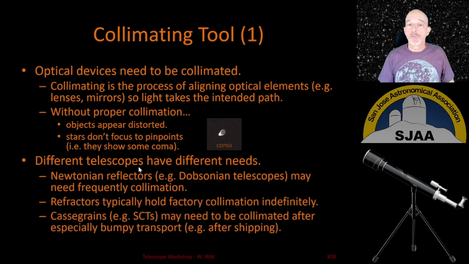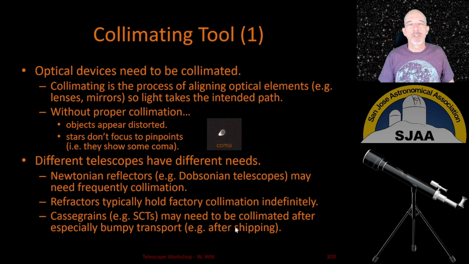Different telescopes have different needs. Newtonian reflectors, like Dobsonians, may need frequent collimation. The primary mirror gets jiggled out of position pretty easily, and so you may have to tweak it a little bit before almost every session sometimes. Refractors typically hold their collimation really well, unless they are really mishandled. And Cassegrains, like an SCT, may need to be collimated after an especially bumpy transport, for example, shipping.